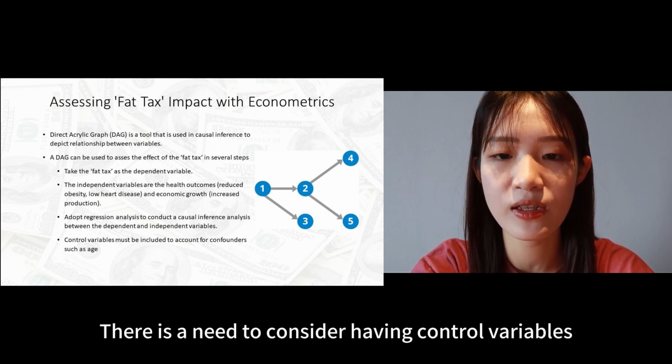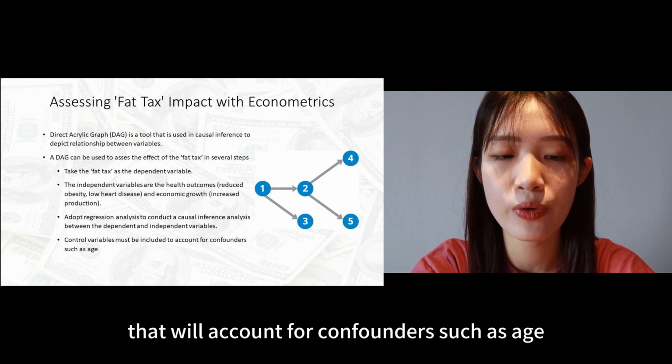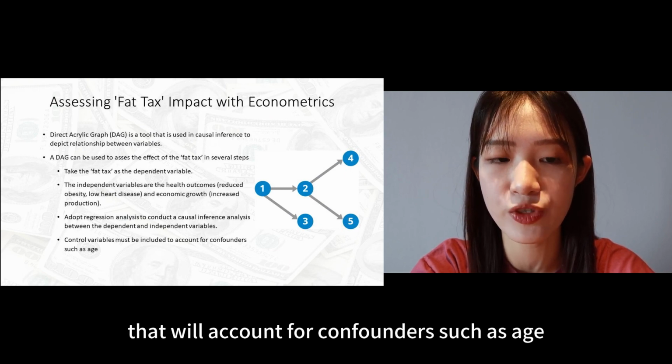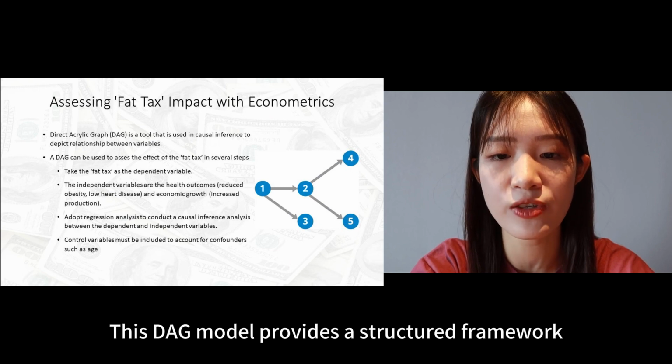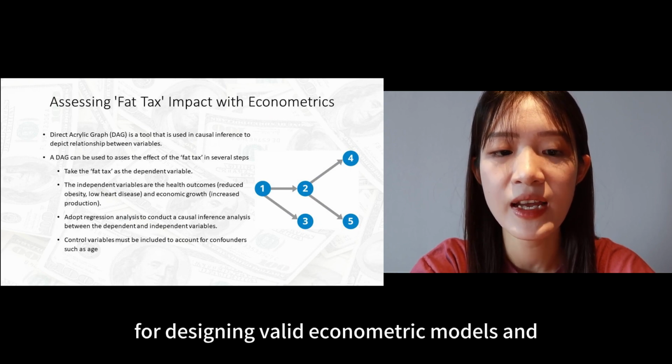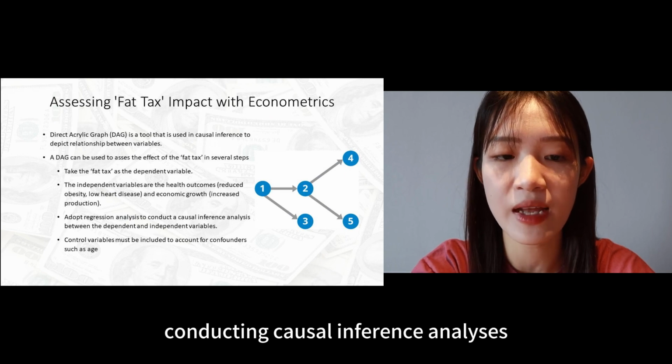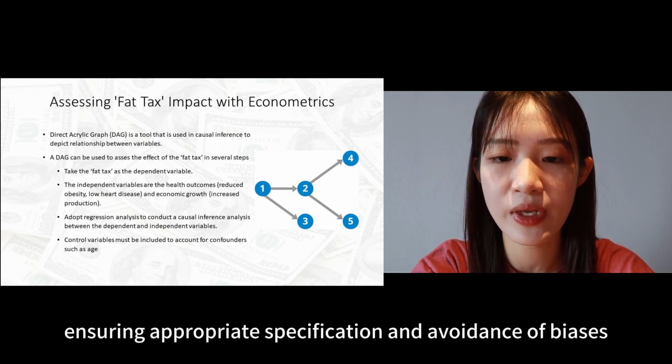There's need to consider having control variables that will account for confounders such as age. This DAG model provides a structured framework for designing valid econometric models and conducting causal inference analysis, ensuring appropriate specification and avoidance of biases.